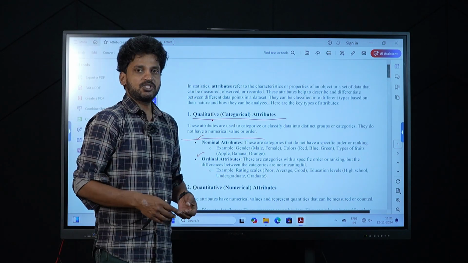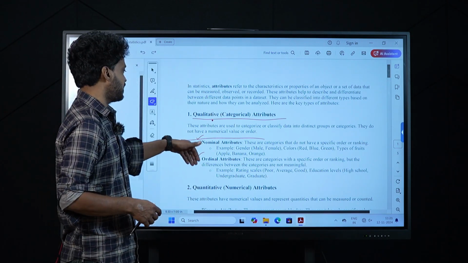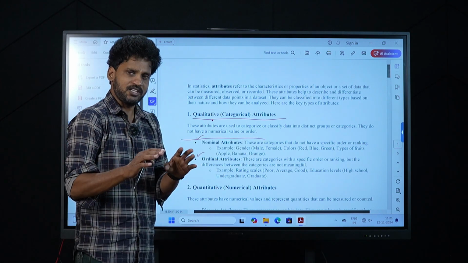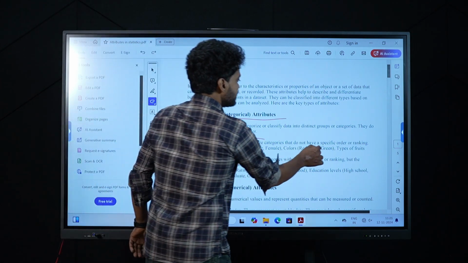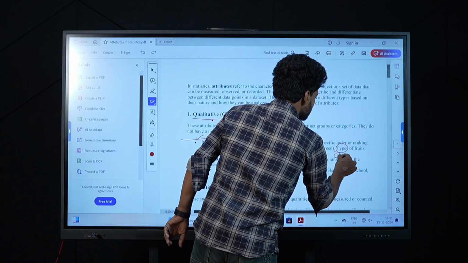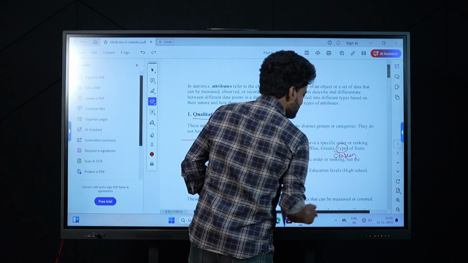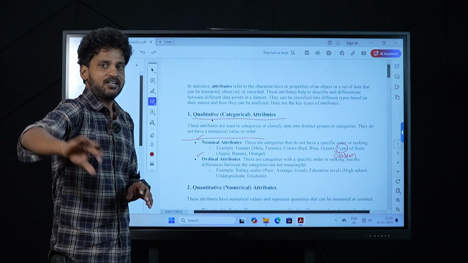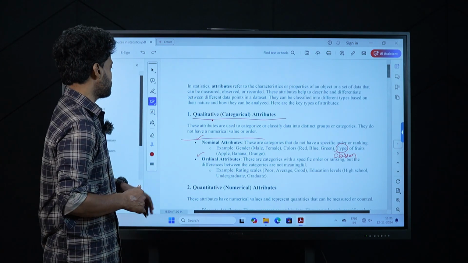Similarly, types of fruits. There are several types of fruits like apple, banana, and orange. These are not types, rather these are the classes of fruits. I would say these are the classes of fruits. These cannot be categorized into a specific range or a specific cluster.